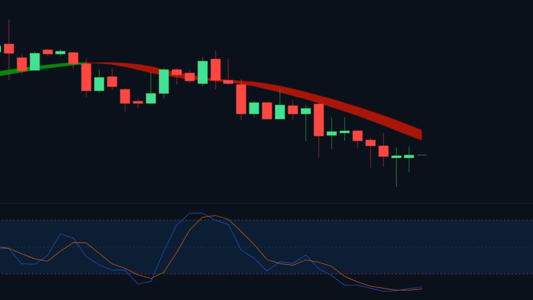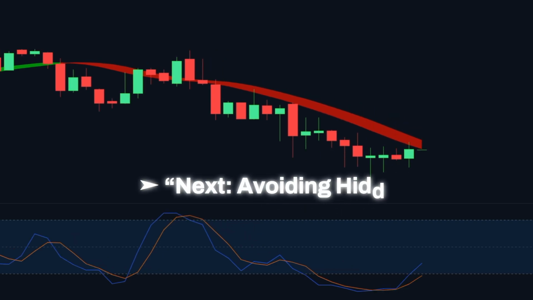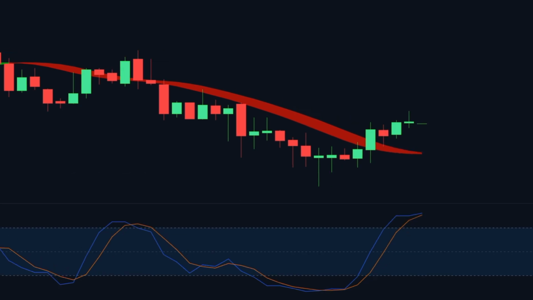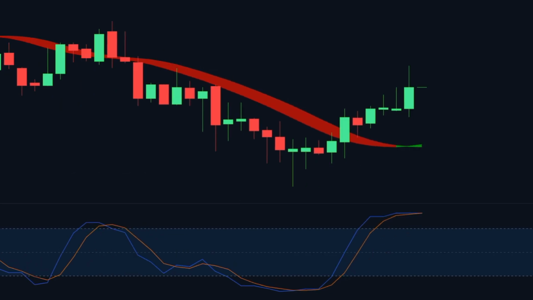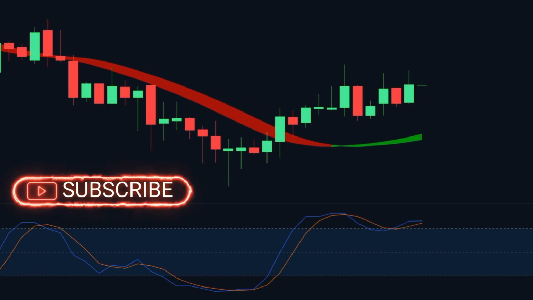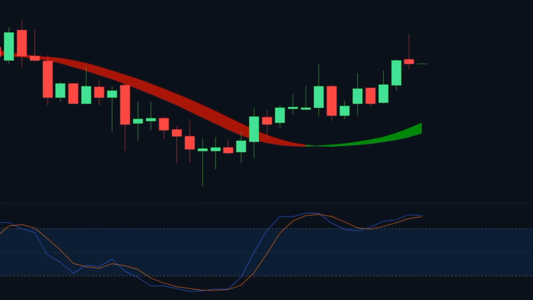In the next video, I'm going to show you a powerful free indicator that works like X-ray vision for the market. It will show us exactly where the major support and resistance zones are, helping us avoid trades that are likely to fail. You are building a powerful system, step by step.